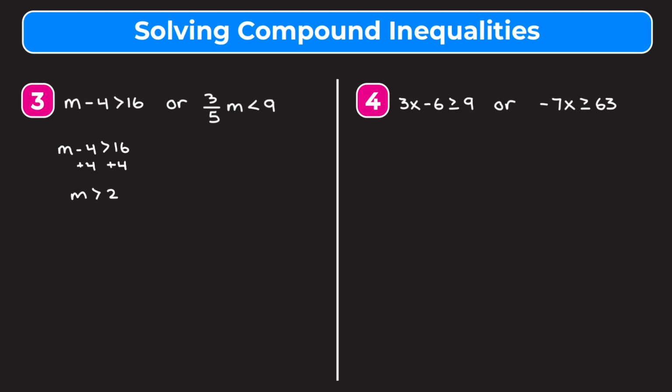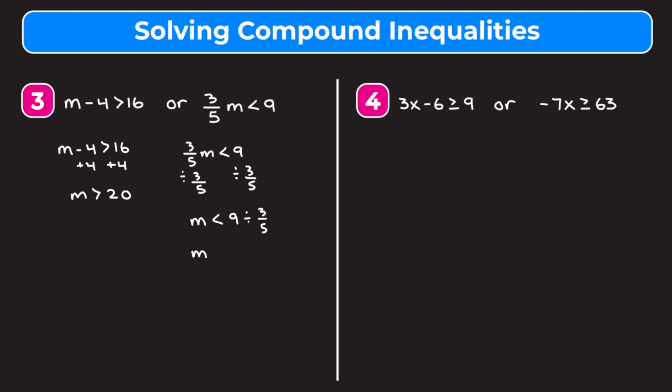than 20. And we'll solve 3/5 m is less than 9. We're going to divide both sides of our inequality by 3/5. On the left side, anything divided by itself is 1, so we're left with 1m or m. On the right, we have 9 divided by 3/5.